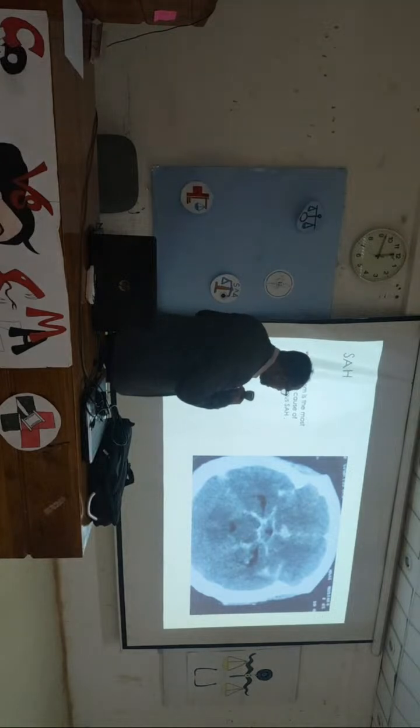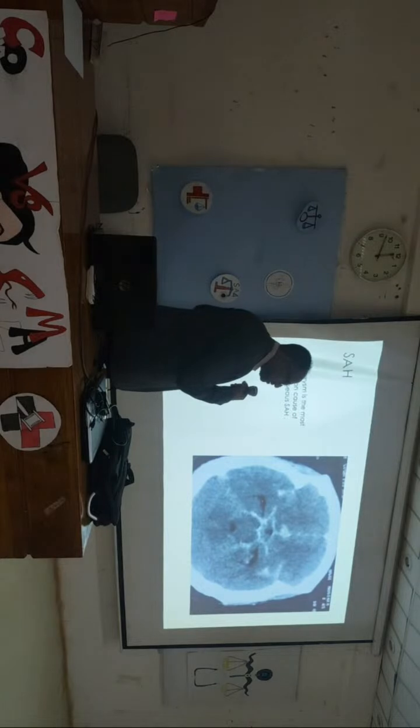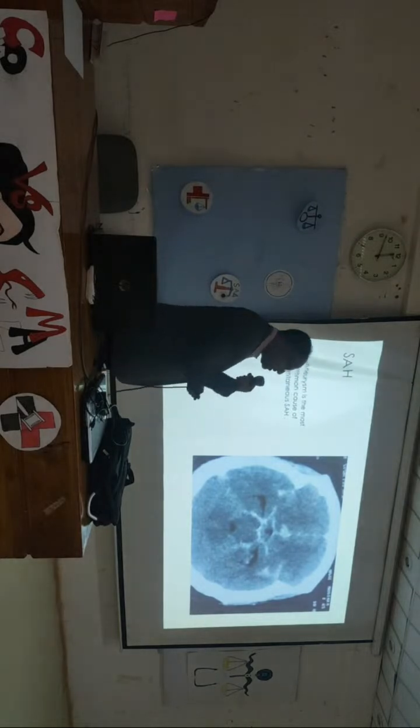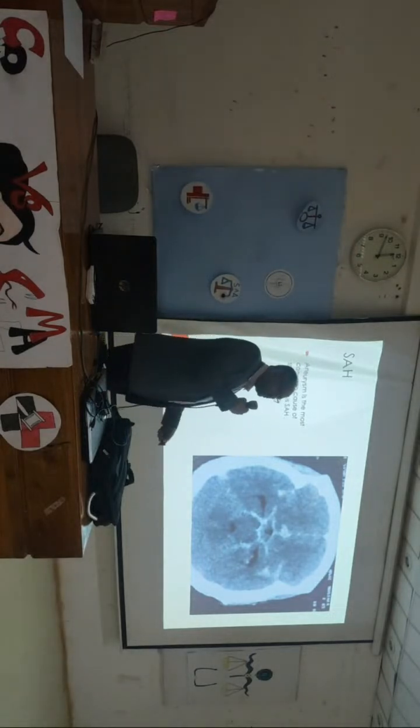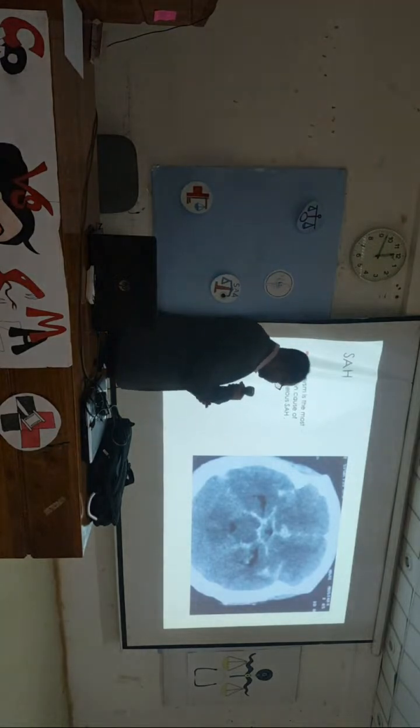And this is a CT of a patient who presented with severe headache, and we see here a hyperdense area in the basal cistern and the Sylvian fissure. This indicates that there is subarachnoid hemorrhage, which is hemorrhage in the subarachnoid space. In such cases we usually do more investigation to know the underlying cause of these problems.